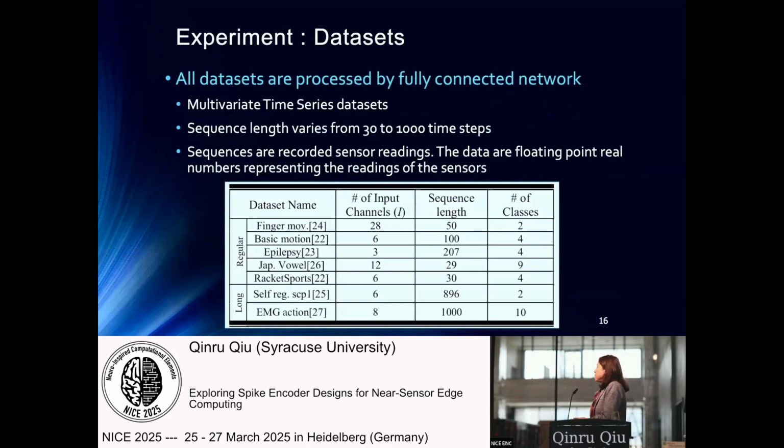In the experiments, we evaluated our encoder using seven datasets. All of these datasets are multivariate time series. The sequence length of the datasets varies from 30 to 1,000 time steps. This table lists the number of input channels and the number of classes we need to classify. These data are collected from sensors such as motion sensors, EEG sensors, or acoustic sensors.